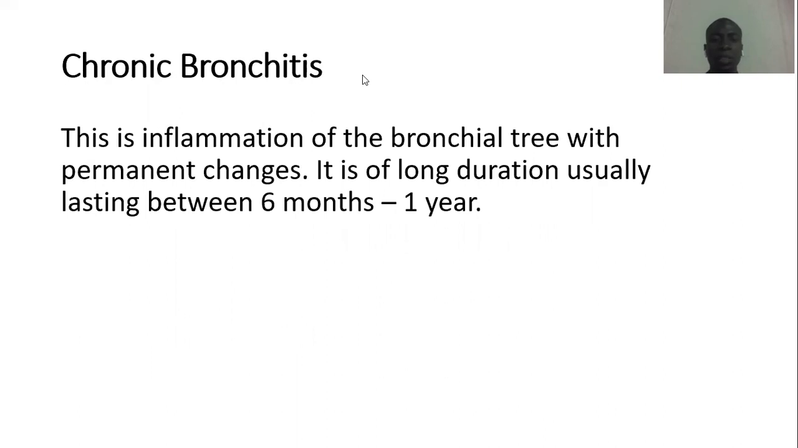Chronic bronchitis. Chronic bronchitis is the inflammation of the bronchial tree with permanent changes. The damage is permanent. It is of long duration, usually lasting from 6 months to 1 year.